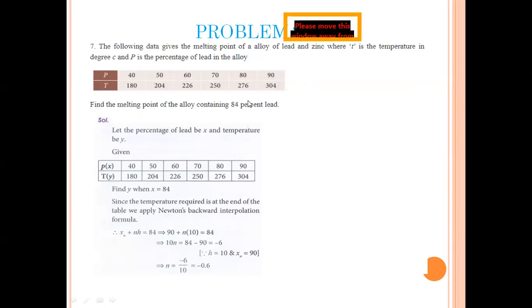So 84 lies between 80 and 90, so it is very close to the ending value. That's why we are going to use Newton's Gregory backward difference formula, and we know the formula. Before starting the problem, we have to find xn plus nh is equal to 84. And xn is the last value 90 plus nh, where h is 10. The difference between the x values is equal to 84. Therefore 10n is equal to -6 and n is equal to -6 by 10, which is -0.6.